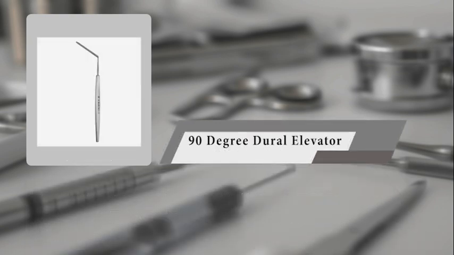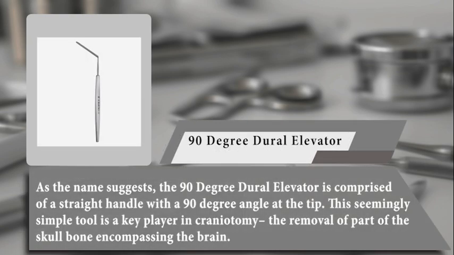90-degree dural elevator. As the name suggests, the 90-degree dural elevator is comprised of a straight handle with a 90-degree angle at the tip. This seemingly simple tool is a key player in craniotomy, the removal of part of the skull bone encompassing the brain.